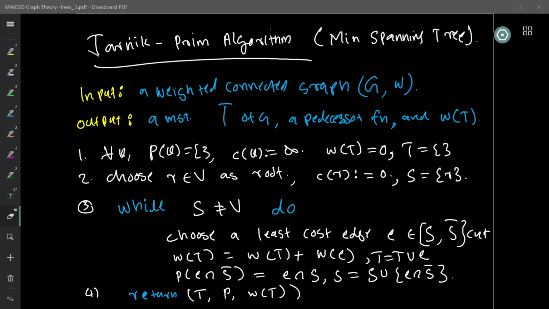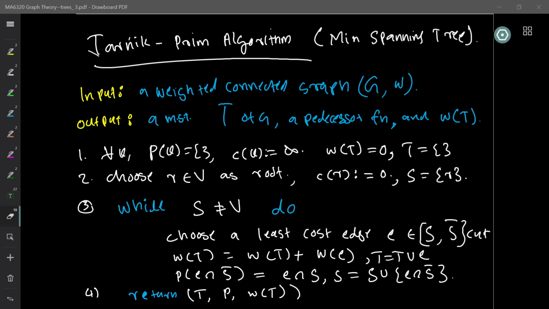You can get a predecessor function which tells you which are the nodes visited immediately from here. So you will get a tree with some kind of an orientation where you can go from the root to other vertices. Every time you maintain the connectedness of the subgraph that you are looking at, and then you end up with a spanning tree. So you grow the tree from a component. The input is a weighted connected graph again, and the output is a minimum spanning tree T, a predecessor function, and the weight of the tree.